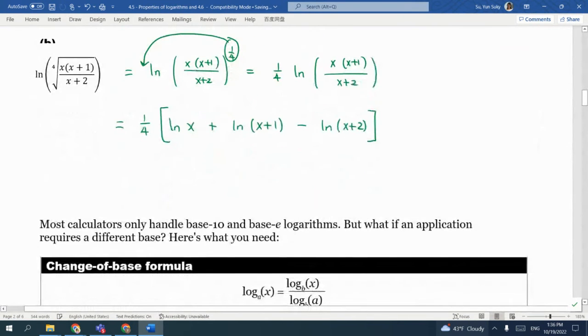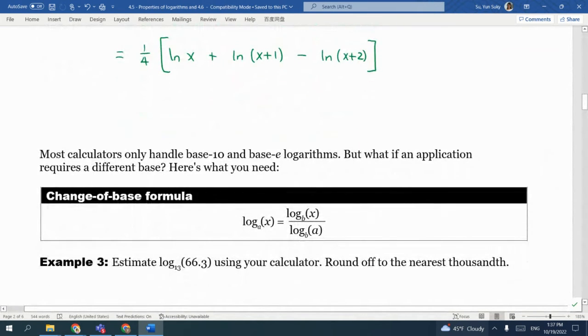Many calculators only handle base 10 and base e logs. But what if an application requires a different base? This is the change of base formula we need. We can use this formula to change to any base we want. Usually we love the base e, so we can change to base e.